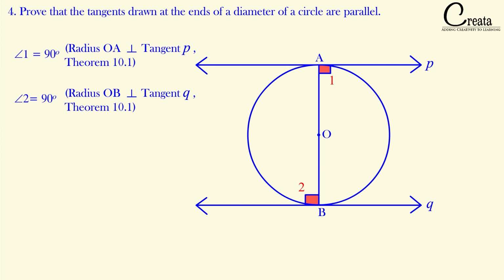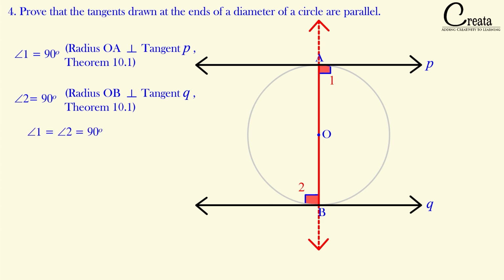Let's apply the concept of the transversal. Here these two tangents are the two lines which are cut by the transversal. So AB, the diameter, is the transversal. You can extend both the ends to clearly visualize the transversal. Now we can say these two angles are equal, that is, the alternate angles are equal. So once the alternate angles are equal, the two tangents are parallel to each other. That is the answer to the question.